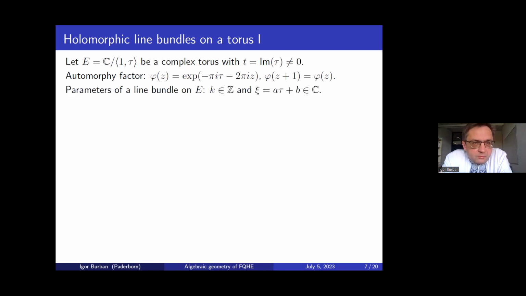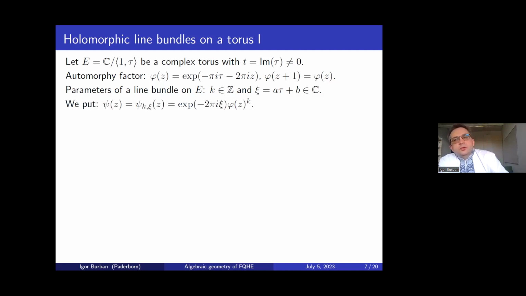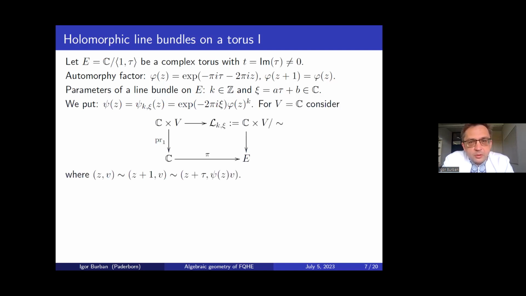Now, let me introduce two further parameters, integer k and continuous parameter xi in my plane. And after making these choices, I introduce a new function psi, which is an expression of what I have introduced before. So there is some prefactor depending on xi, and I have a k-th power of my function phi. Psi is also periodic with period 1.